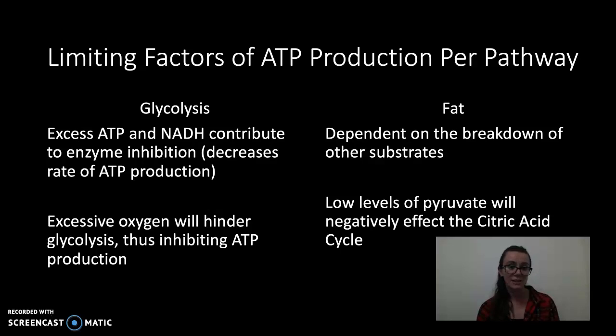Additionally, with glycolysis, excessive oxygenation, or an abundance of oxygenation, can hinder glycolysis, which is, of course, going to lead to a decreased rate of ATP production.